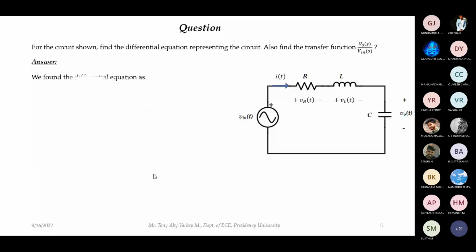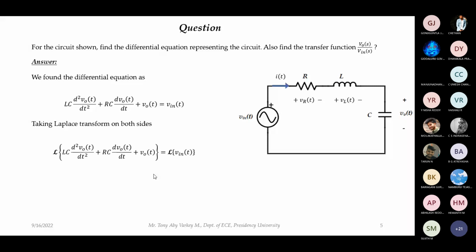Correct. Now I want to find out the transfer function. So what we have to do to find the transfer function, it has to be transformed into the S domain. Correct. So I am going to take the Laplace transform on both sides. So can you tell me what will happen? What is the Laplace transform of d square V output of t by dt square? S square V out.